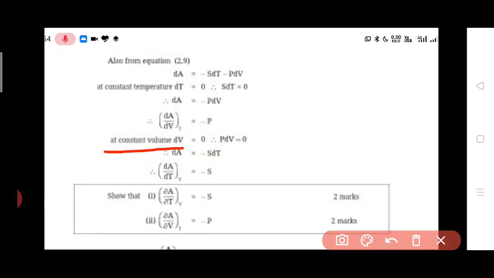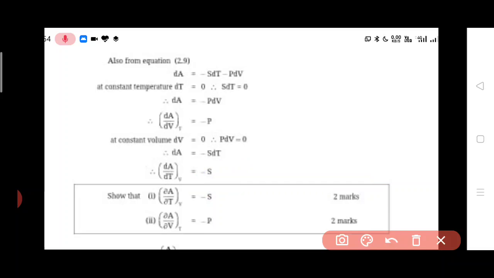At constant volume, see, if the volume is constant, dV is equal to 0, and therefore pdV is also equal to 0. Therefore dA is equal to minus SdT. Because pdV is equal to 0, this pdV term will become 0, and you will get dA is equal to minus SdT. So if we rearrange this equation, and write dA upon dT at constant volume, here the condition is constant volume, you will get minus S here.